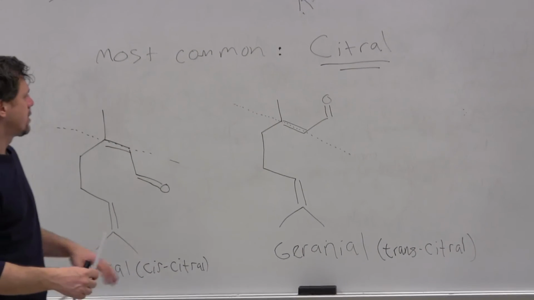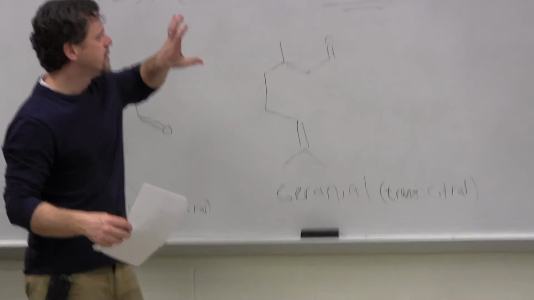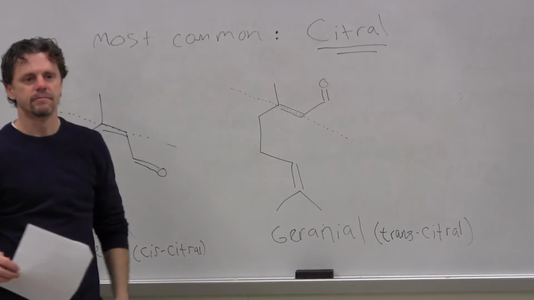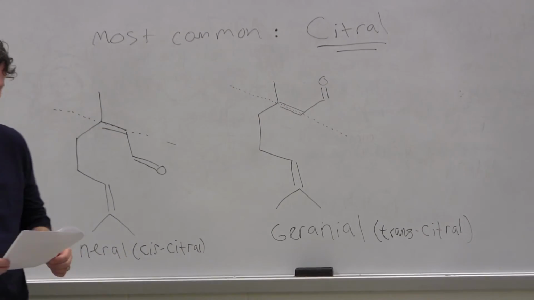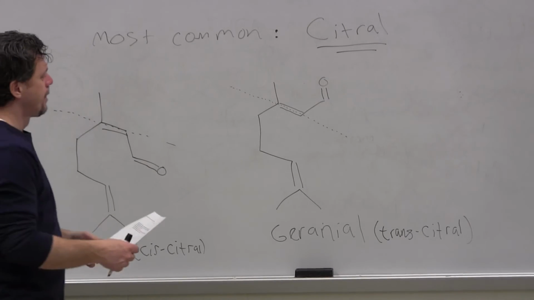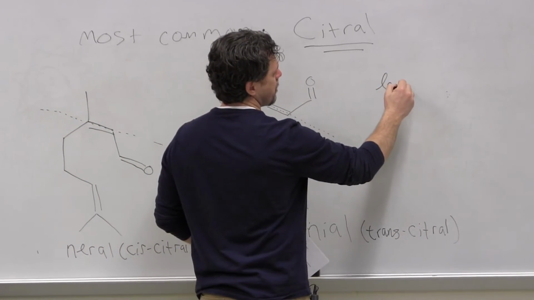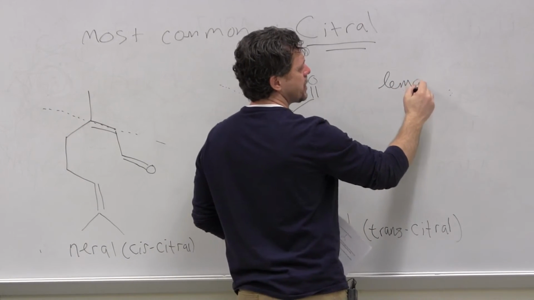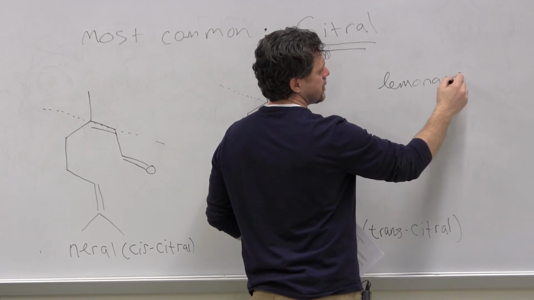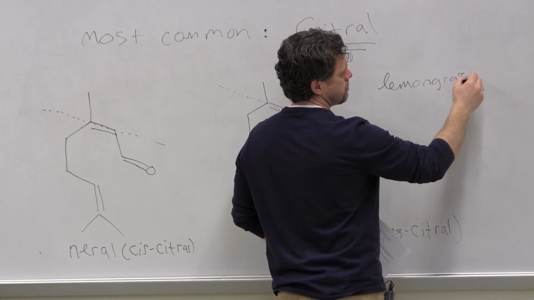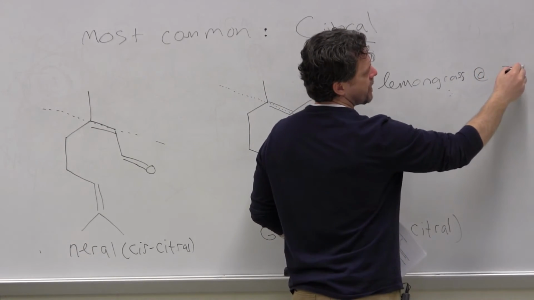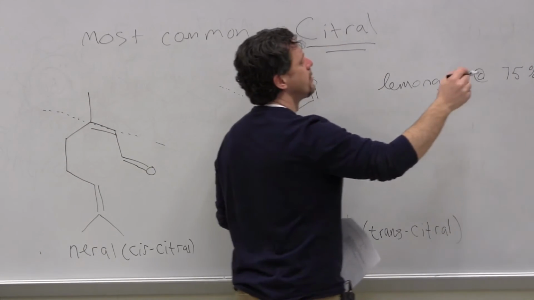But they always occur together, and we just call it citral. These are found in things like lemongrass. These are one of their major components, at, say, up to 75% combined.